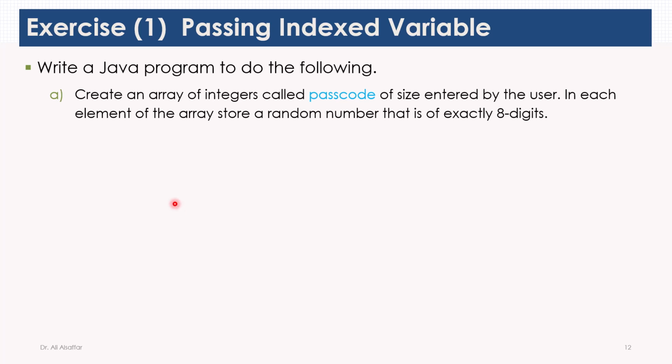This exercise consists of parts. In the first part, we want to create an array of integers called passcode of size entered by the user. In each element of the array, store a random number that is of exactly 8 digits. So we know how to declare an array, and if we take the size from the user, and we already know how to generate random numbers of exactly 8 digits. Let us solve this part.